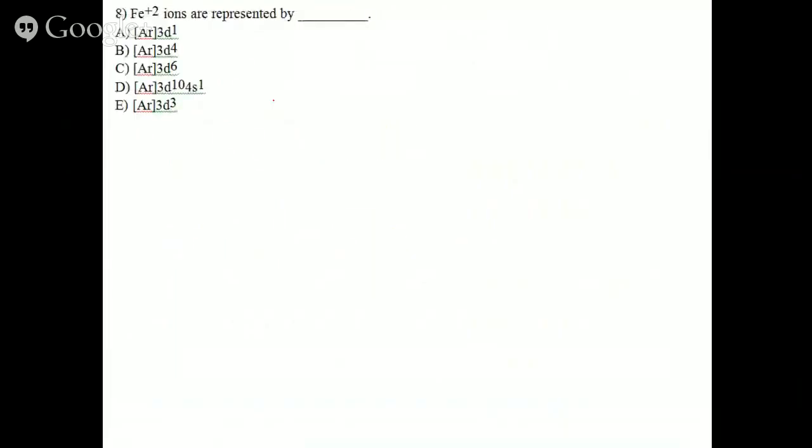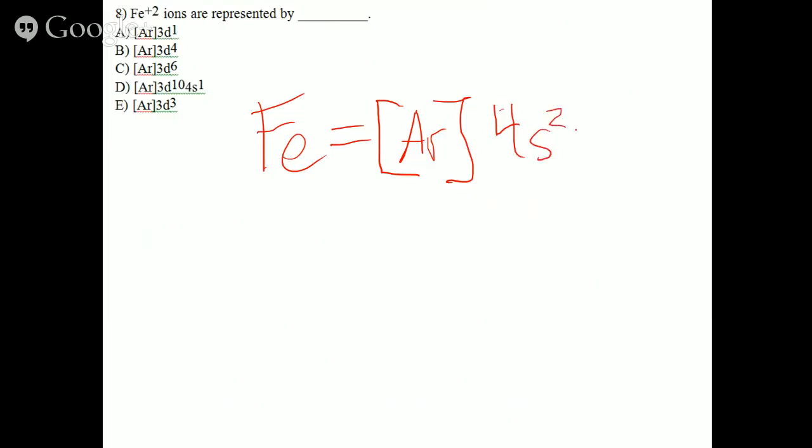8, Fe plus 2 ions are represented by blank. All right, well, Fe normally has a configuration of Ar, and then we fill the 4s2, and then we go into the 3d sublevel, and there are 6 in there.